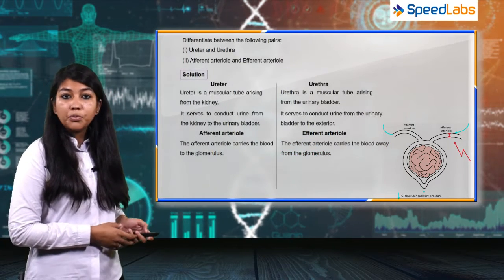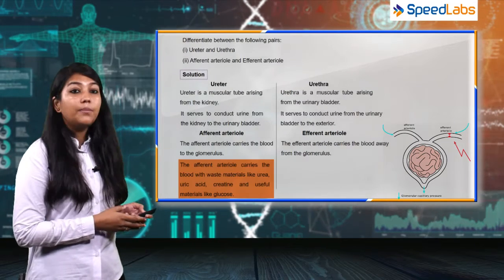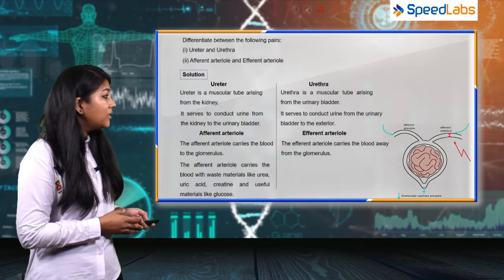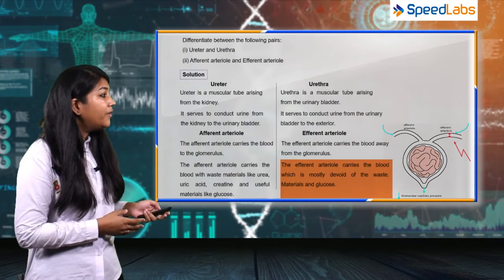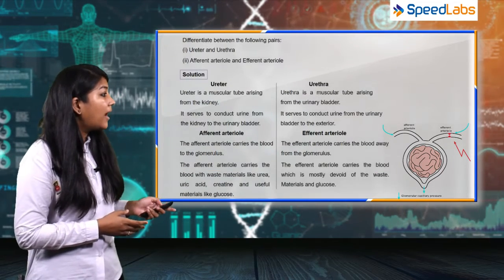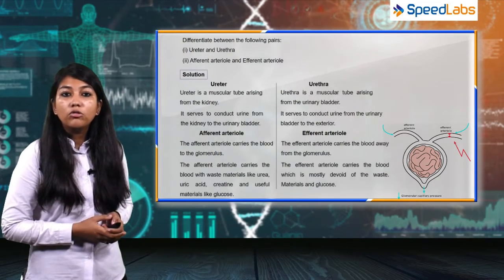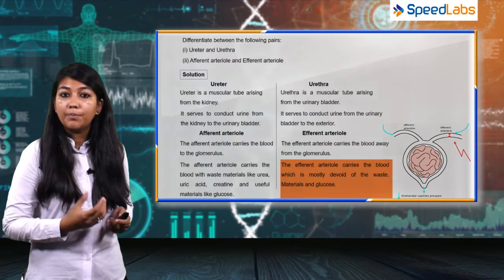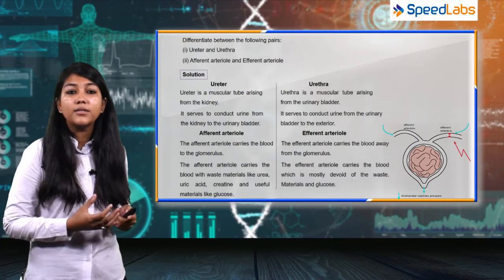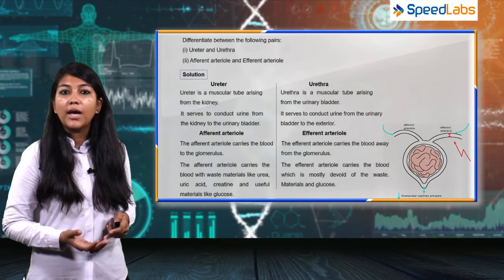Now moving on to the next point of the difference, the afferent arteriole, it carries the blood with waste materials like urea, uric acid, etc. And the efferent arteriole, it carries the blood which is mostly devoid of the waste materials and glucose, because already the process of ultrafiltration has taken place in the glomerulus, and that is the reason that the efferent arteriole does not have the glucose and the urea and the uric acid.